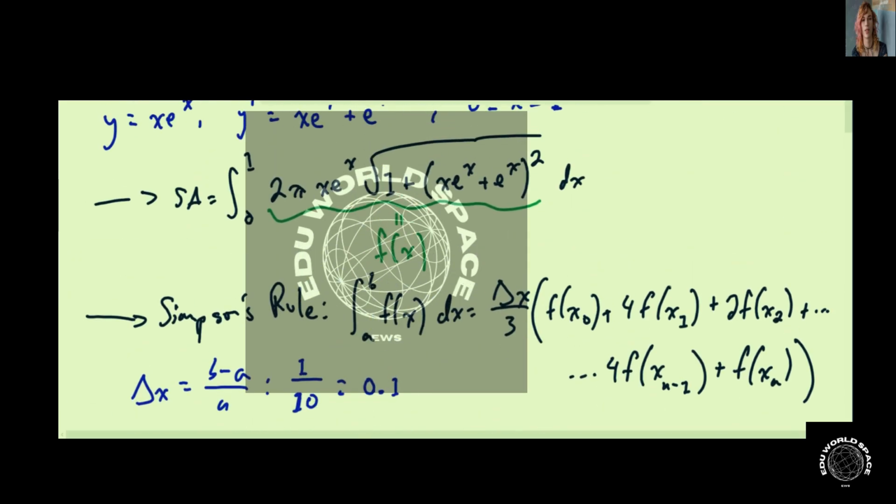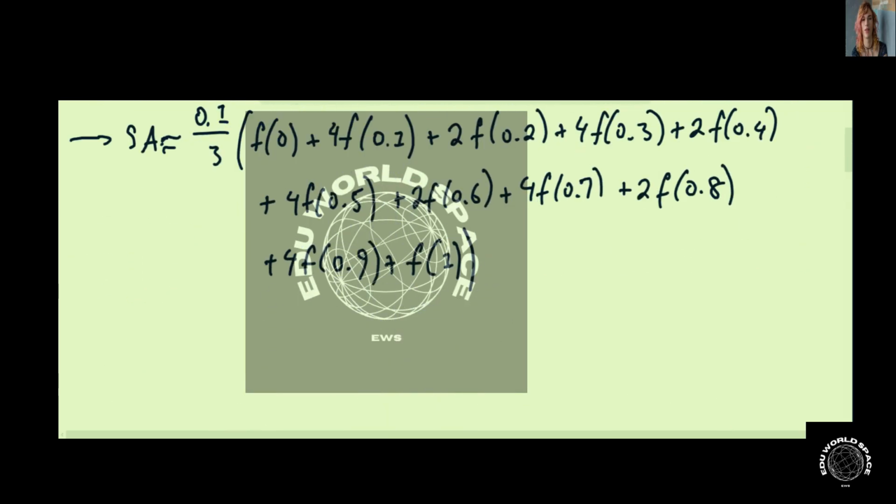And you would substitute these x values into the integrand and then determine what the value would be from there. And when you do that, you're going to get that this is approximately 24.1443. So that's the approximate value.